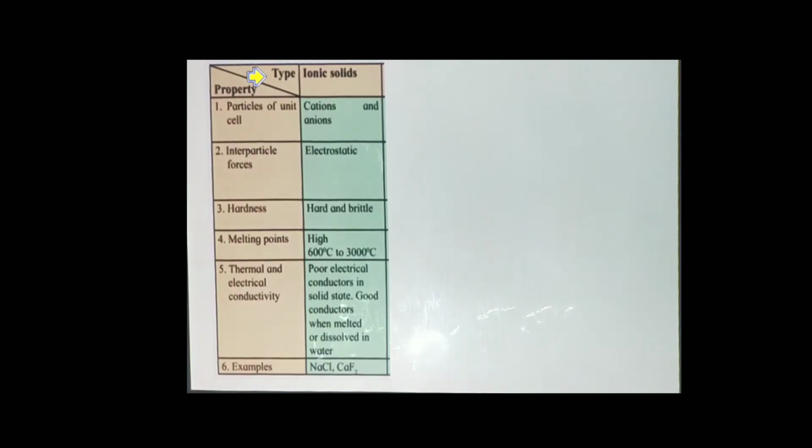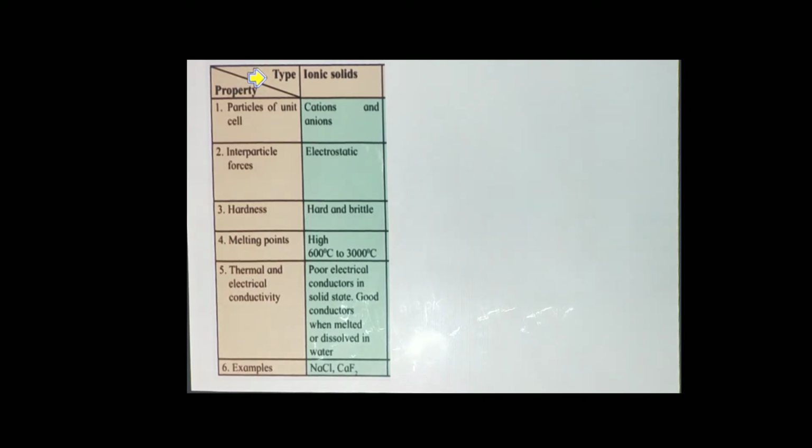Now we are going to discuss the types of crystalline solids. The first type of crystalline solid is ionic solid. Now we explain these solids on the basis of some properties. So the first property is particles of unit cell. In case of ionic solid, particles of unit cell are cations and anions.